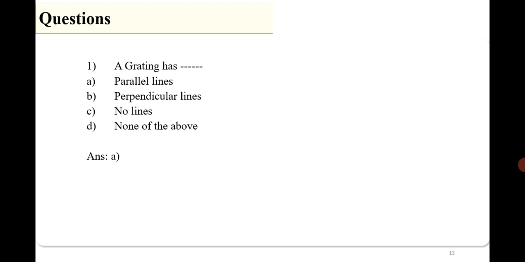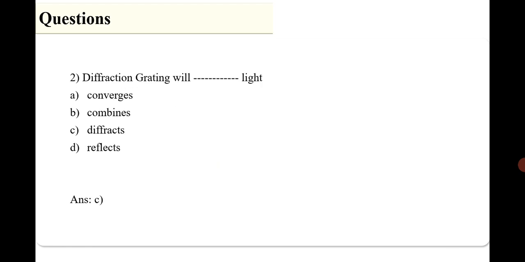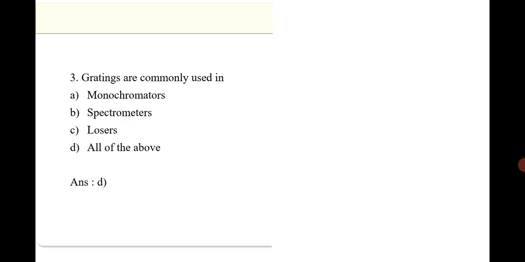Questions. Question 1. A grating has: option A, parallel lines; option B, perpendicular lines; option C, no lines; option D, none of the above. Answer is option A, parallel lines. Question 2. Diffraction grating will dash light. Option A, converges; option B, combines; option C, diffracts; option D, reflects. Answer is option C, diffracts.